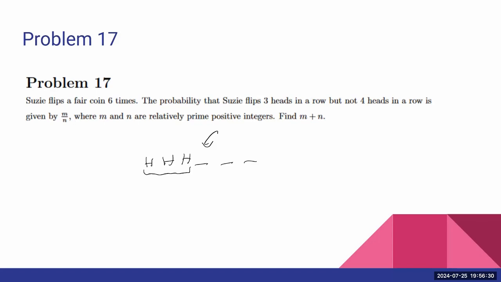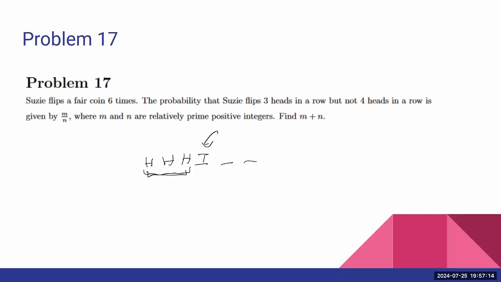So we want to know if we have 3 heads in a row, then how many ways are there to choose the next flip? We only have one choice. It has to be a tails. The reason why is because if it were heads, then that means this streak would be 4 heads in a row. And the question literally tells us not 4 heads in a row. So there's only one option, and that's tails.